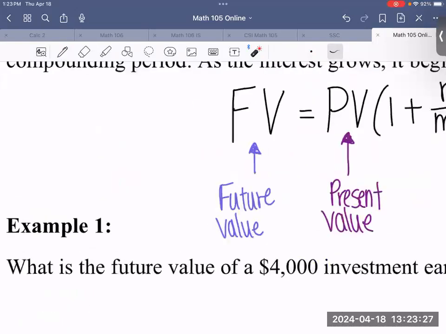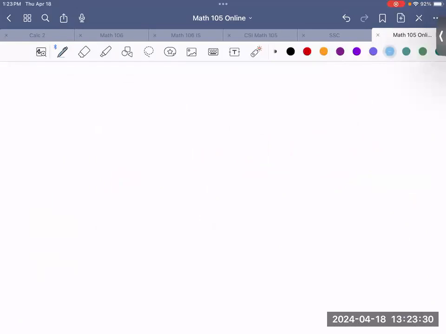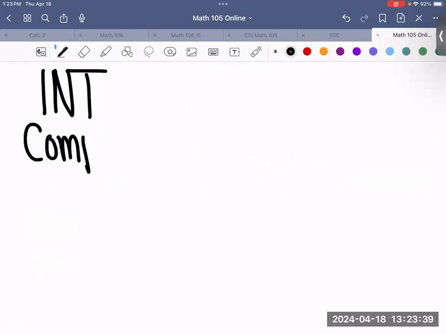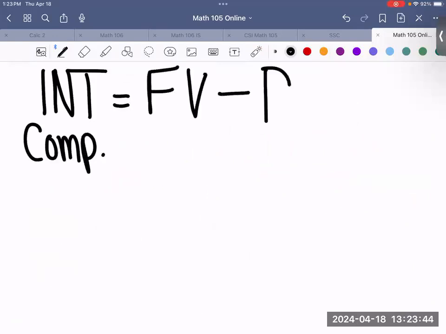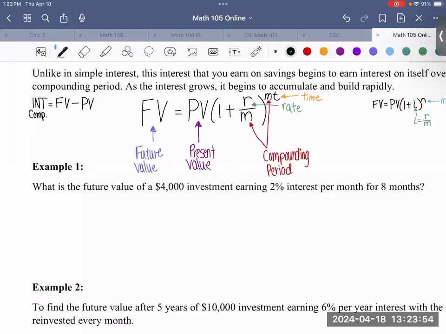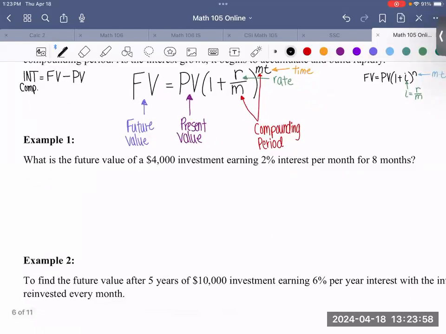Now, one other thing I do want to list: anytime you're asked for finding your interest earned for the compounding, we're going to be using your future value minus your present value. This is the formula that we're going to be using a lot more frequently, as opposed to what we were doing in the simple interest, where we can just use present value, rate, and time. So with that being said, pause the video, see if you can try out example 1.